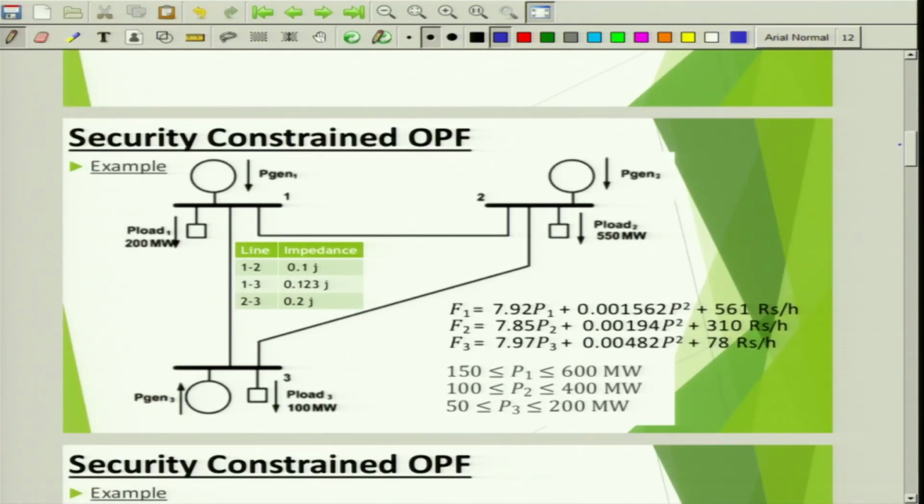Now, this is a 3 bus network. There are generators connected across all the buses and certain loads. And there is a line impedance also given for the line connected between bus 1 and 2, the line between bus 1 and 3, and the line between bus 2 and 3. These are a set of quadratic expressions determining the characteristics of fuel input with respect to power output, and there are certain constraints, limits, let us say lower limit and upper limit of each individual generator.